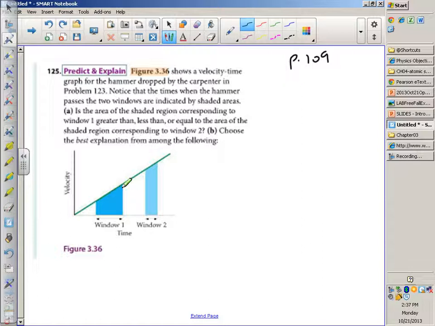Okay? So this question says, notice that the times when the hammer passes the two windows are indicated by the shaded areas. So this is where it's passing window 1, this is where it's passing window 2. Does that make sense? First, which takes longer, passing window 1 or passing window 2? Passing window 1, right? Does that make sense? Why?